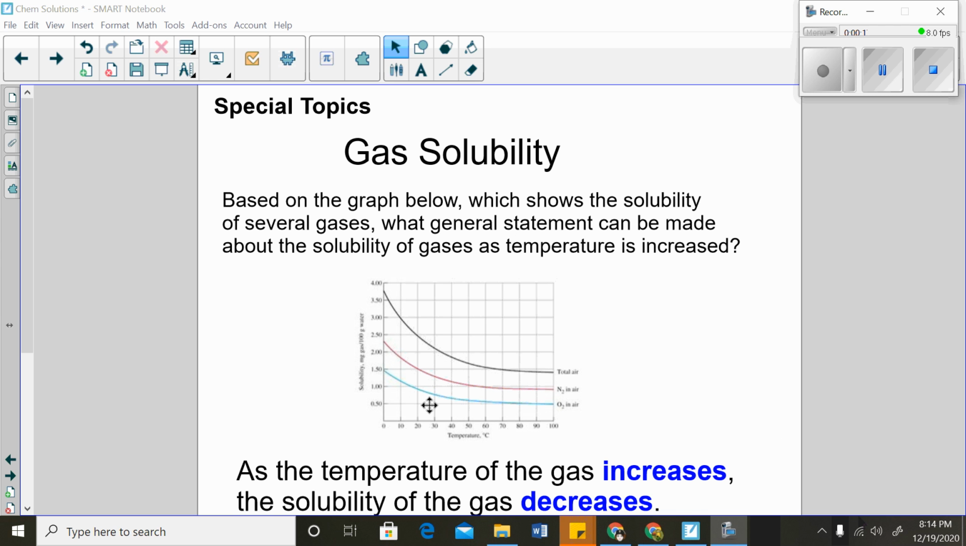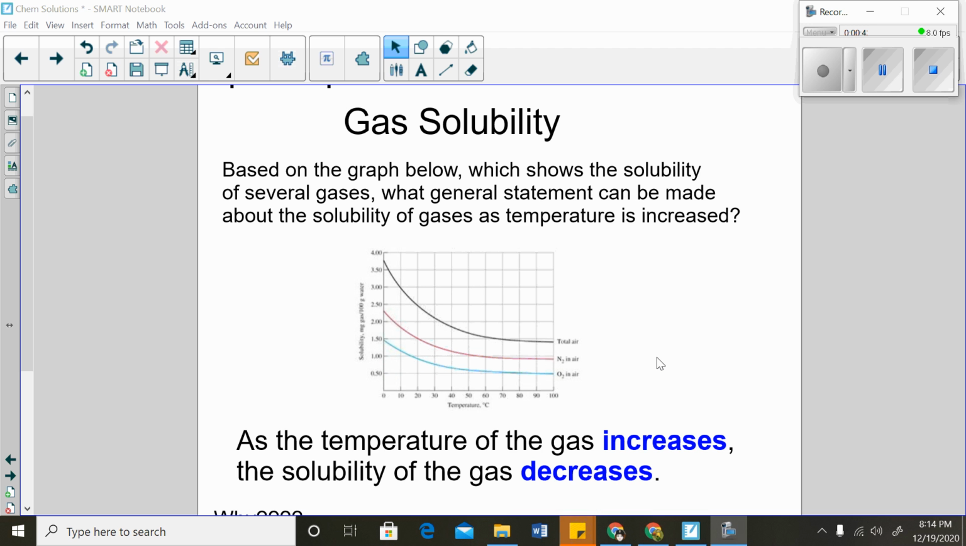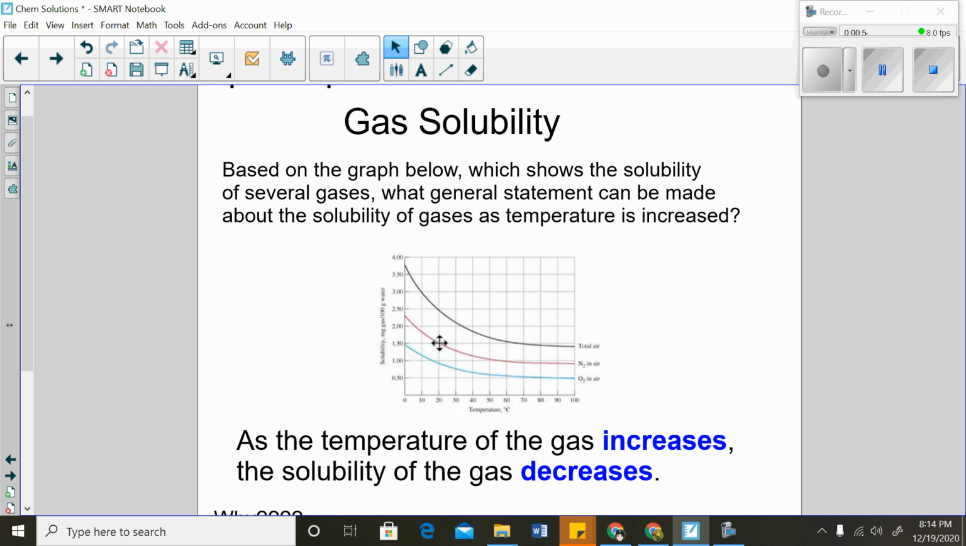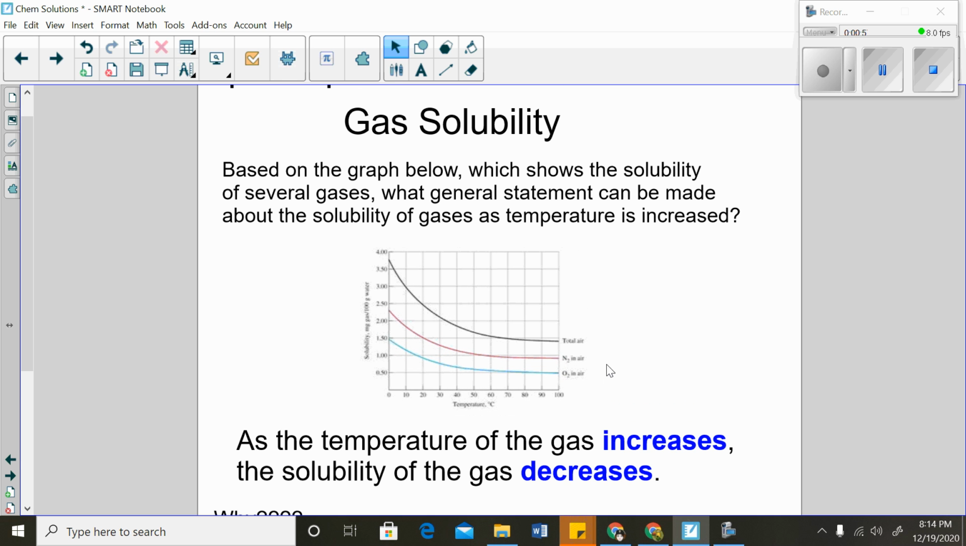So based on the graph below, which shows the solubility of several gases, which you can see here, what general statement can be made about the solubility of gases as temperature is increased? Just think about our solubility graph that had solids being dissolved. Look at the difference between that graph and this one. What you might notice is that as the temperature of the gas increases, the solubility of the gas decreases. So, for the most part, it's the opposite of solids.